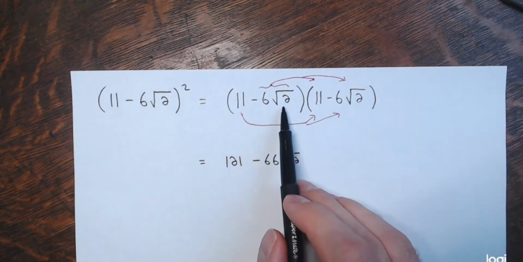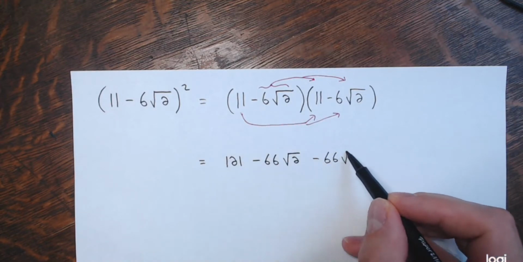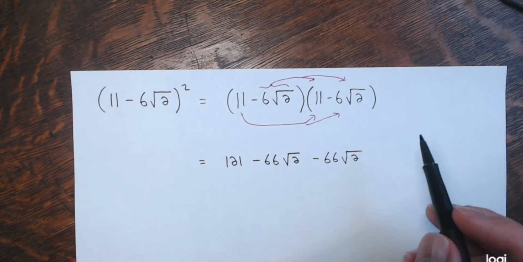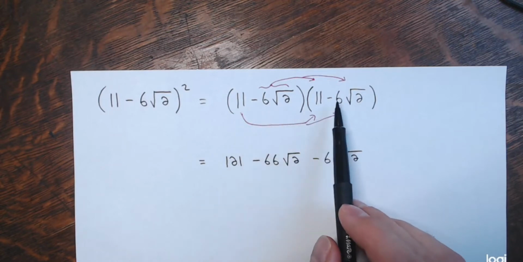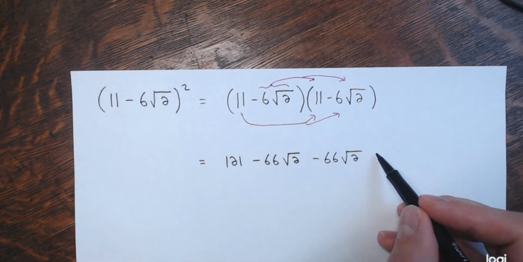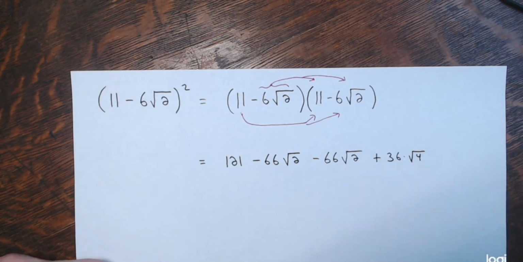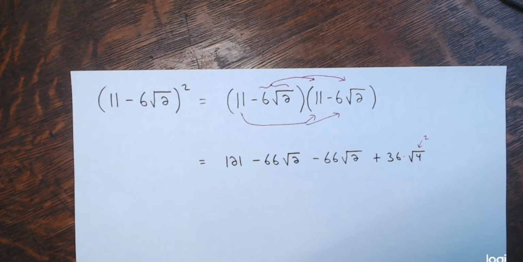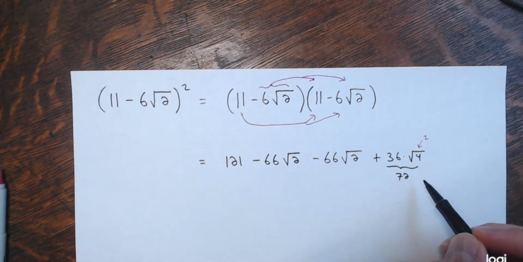Negative 6 times the square root of 2 times 11 would be negative 66 times the square root of 2 again. And these are like terms, like radicals, that I'll combine in a minute. And then negative 6 times the square root of 2 times negative 6 times the square root of 2 would be positive 36 times the square root of 4. But you know that this is 2, right? So that's 36 times 2 there. So this is just 72, that last term.